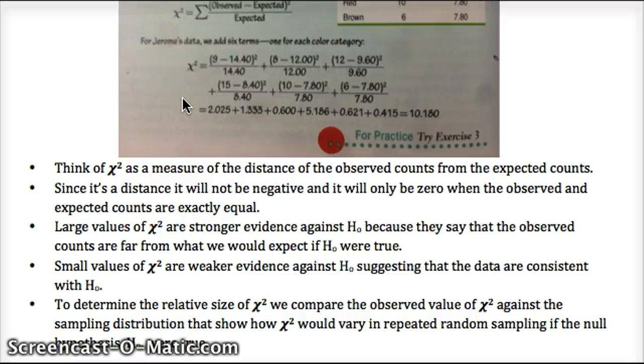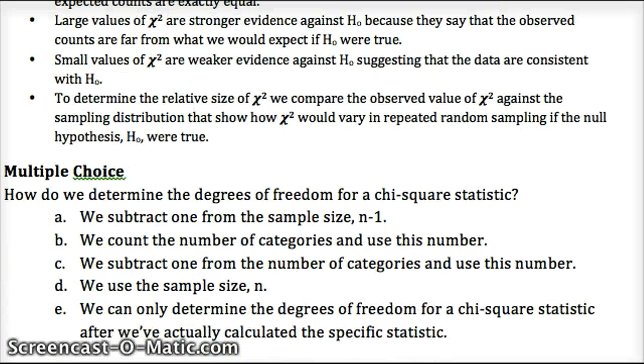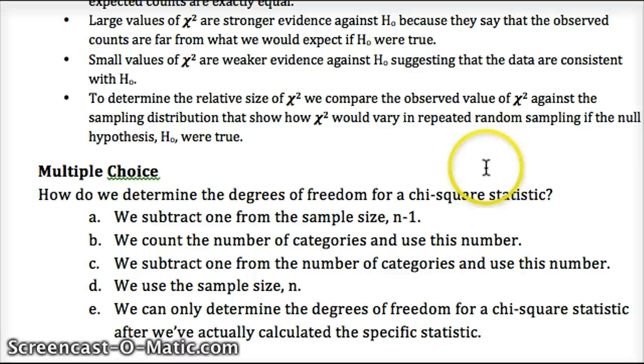Okay, so take a look in your book, look over the summary for 11.1, read over the lesson, and here's your multiple choice question. How do we determine the degrees of freedom for a chi-square statistic? There's your 5 possible answer choices. Please pause now to answer the multiple choice and the free response.